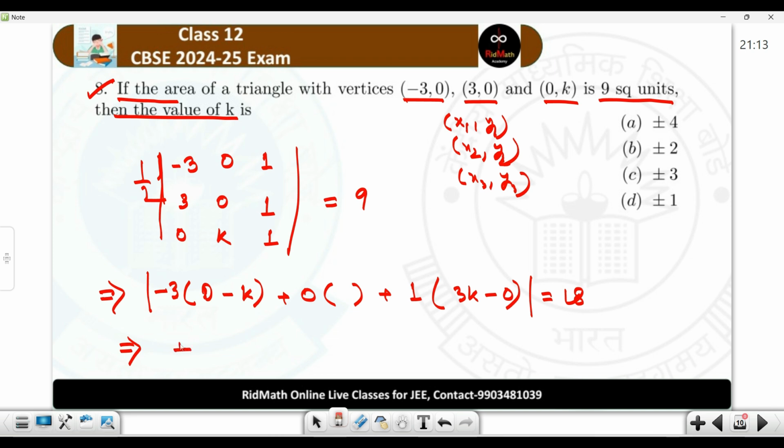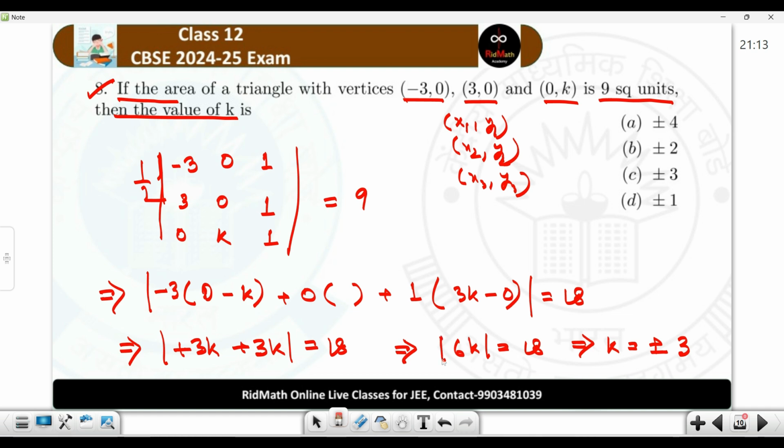So this is plus 3k, and this is plus 3k again. This is equal to 18. So mod 6k equals 18. That means k equals plus minus 3. Remember this is mod, so we have to take the plus value and the minus value. So k equals plus minus 3. So option C is correct.